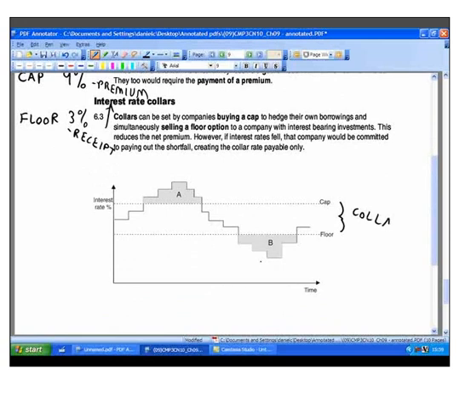In this example, the cap of 9% and a floor of 3%. What that means is, as long as interest rates fluctuate between these two rates, between 9% and 3%, I will pay whatever the interest rate is. However, if interest rates go over 9%, as it does at A here on the diagram, I will still only pay 9% interest. If interest rates go below 3%, I will still pay interest of 3%. So the interest rates that I actually have to pay will move within the boundaries of the collar.